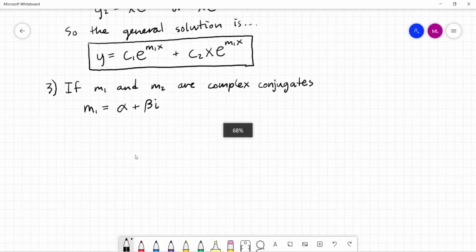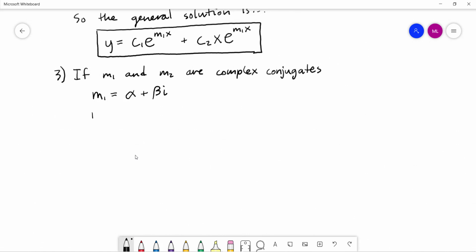So if that's what m1 looks like, m2, the complex conjugate, will be the exact same thing but with a minus sign, because that's the only difference in the quadratic formula. It's plus or minus that square root of the negative number term, which will give us the plus and minus version of the imaginary part. So this means that we have two different solutions.